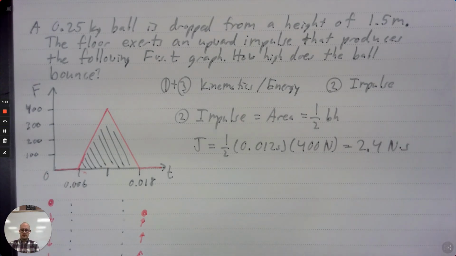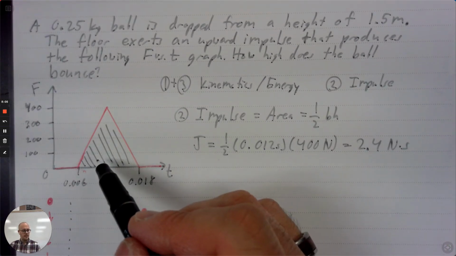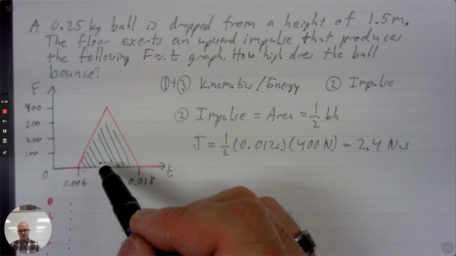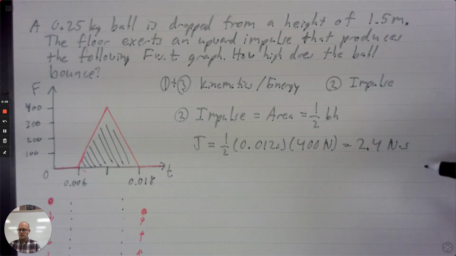Now, there is a bit of significance there. 2.4 newton seconds is a positive number, right? This graph is above the x-axis, so it's a positive area, it's a positive impulse. This is the amount of momentum that the ball gains when it hits the ground. So the ground exerts an upward impulse.